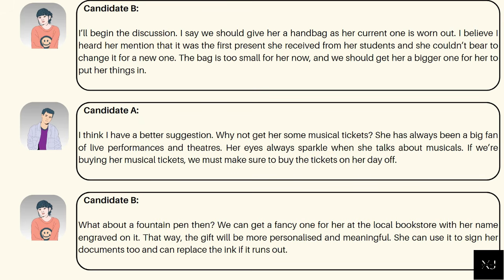I'll begin the discussion. I say we should give her a handbag as her current one is worn out. I believe I heard her mention that it was the first present she received from her students and she couldn't bear to change it for a new one. The bag is too small for her now and we should get her a bigger one for her to put her things in.